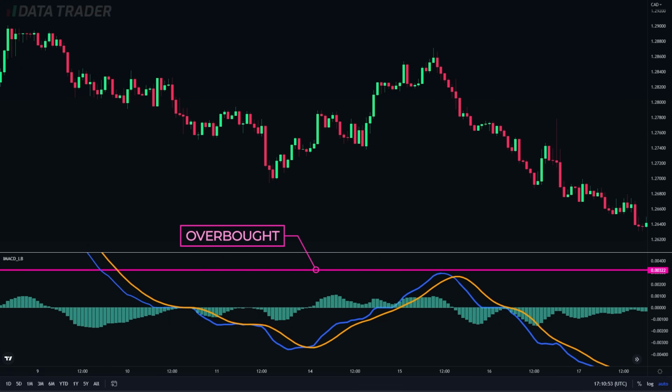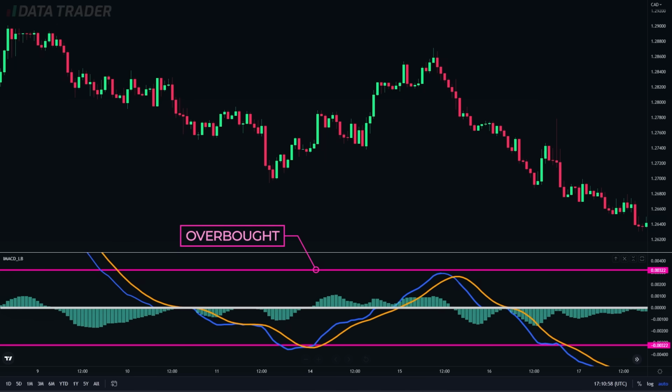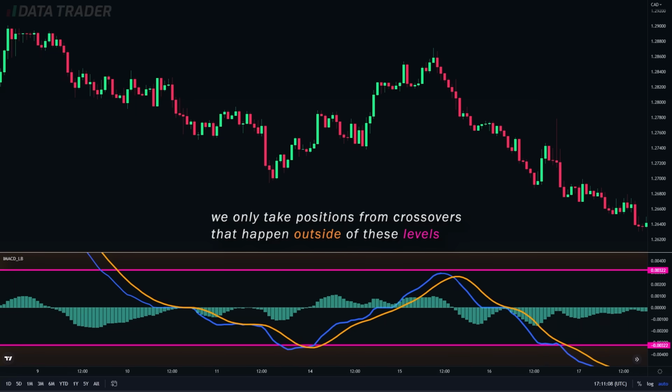And so this will be your overbought line. For your oversold line, you do the exact same thing but in the opposite value. So this time, drag your mouse to below the middle line and again, press Alt-H. Now you have your oversold line. So, the reason we apply these overbought and oversold levels to the indicator is because we want to make sure that we only take positions from crossovers that happen outside of these overbought or oversold levels, because this means that the price is overextended, and prices that are overextended will have a higher chance of making significant moves.